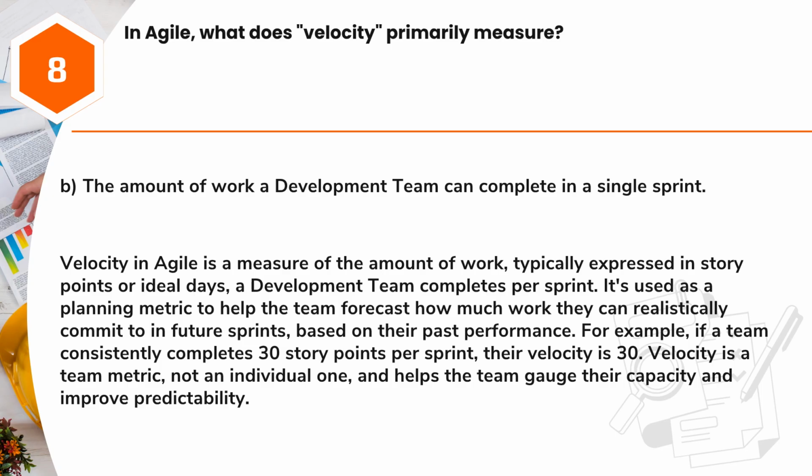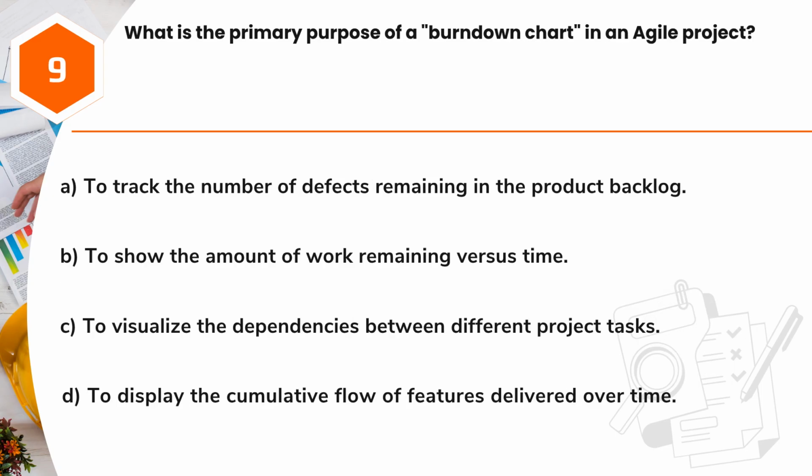capacity and improve predictability. Question 9. What is the primary purpose of a burndown chart in an Agile project? A. To track the number of defects remaining in the product backlog. B. To show the amount of work remaining versus time. C. To visualize the dependencies between different project tasks. D. To display the cumulative flow of features delivered over time.